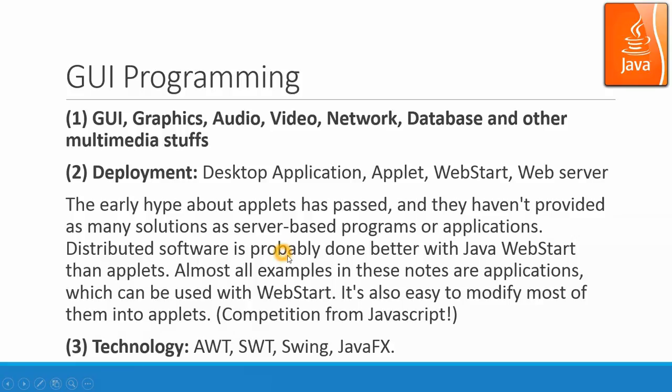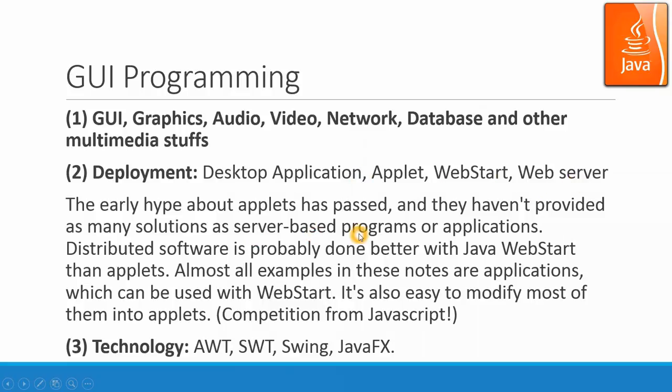Distributed software is probably done better with Java Web Start than applets. Almost all examples in these notes are applications, which can be used with Web Start. It's also easy to modify most of them into applets. Actually, applets got competition from JavaScript, and because of the security issue, applets became not as important. For GUI programming, we would like to focus on the desktop application, web start, web server, and several server-side programs.